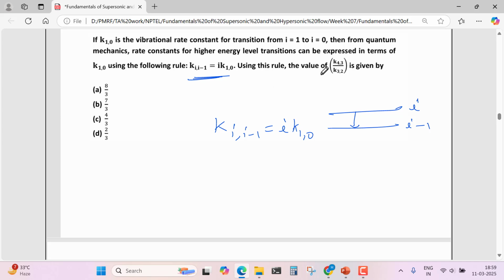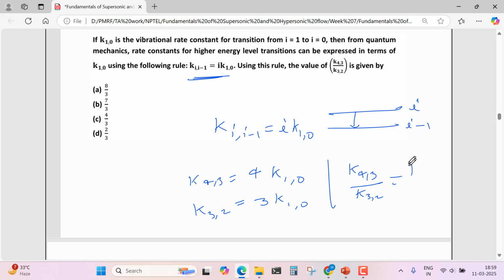Using this rule, the value of K43 upon K32 is given by: K43 equals 4 K10 from this rule, and K32 is given by 3 K10. If we take the ratio K43 on K32, it is nothing but 4 by 3. In the options, this is option C. This will be the answer.